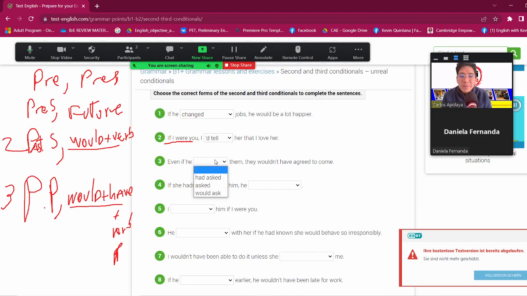Number three, even if he asks them, they wouldn't have agreed. What do you think? What number? First, second, or third conditional? Third conditional. So what do you say, ask? This is the past. Past is in the second. Which one? We use had. Had asked. Yes.